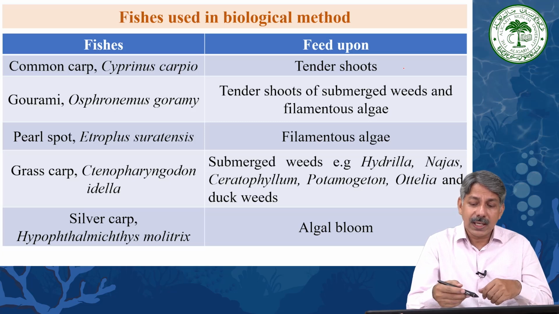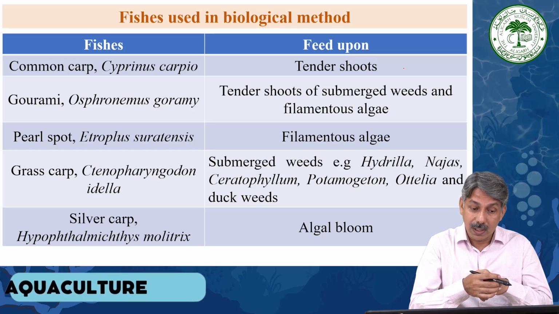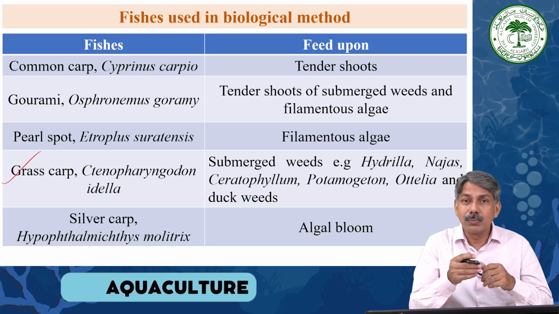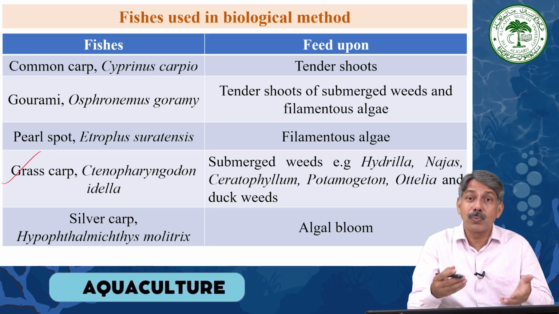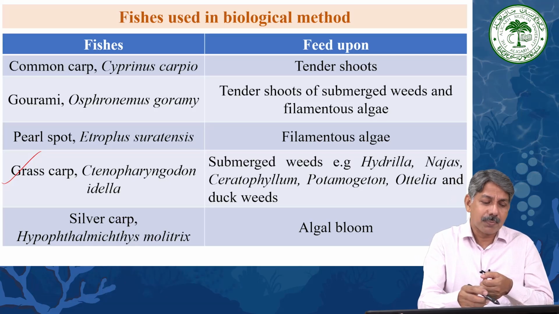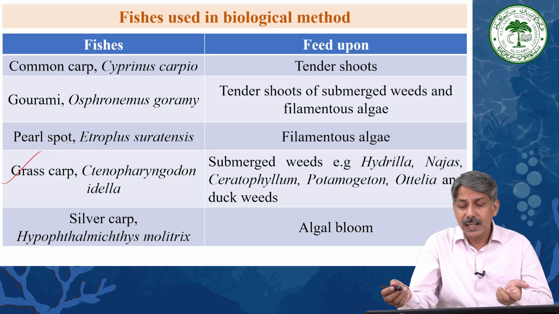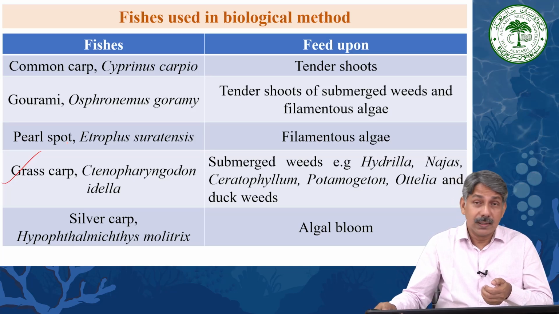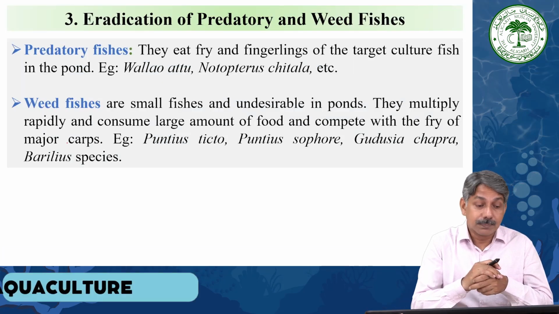In the biological method, what we do is use certain fishes which feed upon these aquatic weeds. For example, the most popular one is grass carp, which can consume a large quantity of these aquatic weeds, sometimes more than its own body weight. It can consume and show a very good growth rate. There are fishes like Cyprinus carpio, Gourami, pearl spot, silver carp, grass carp. They all can help you one way or the other. But the grass carp is one of the best fish to control the weed infestation biologically.